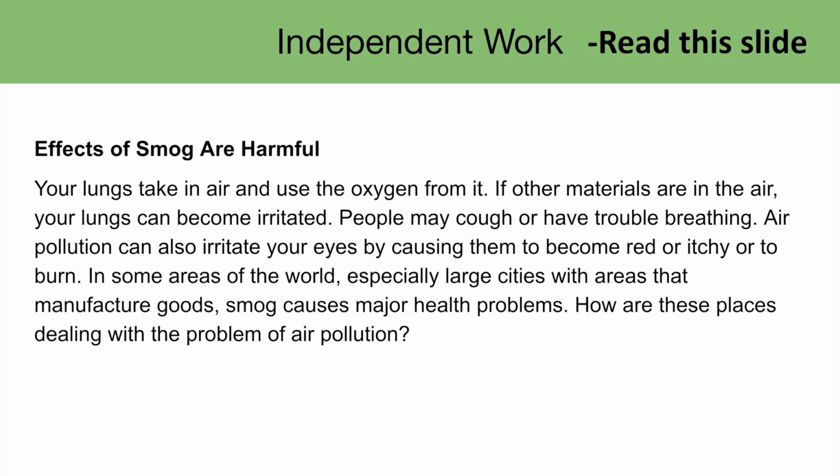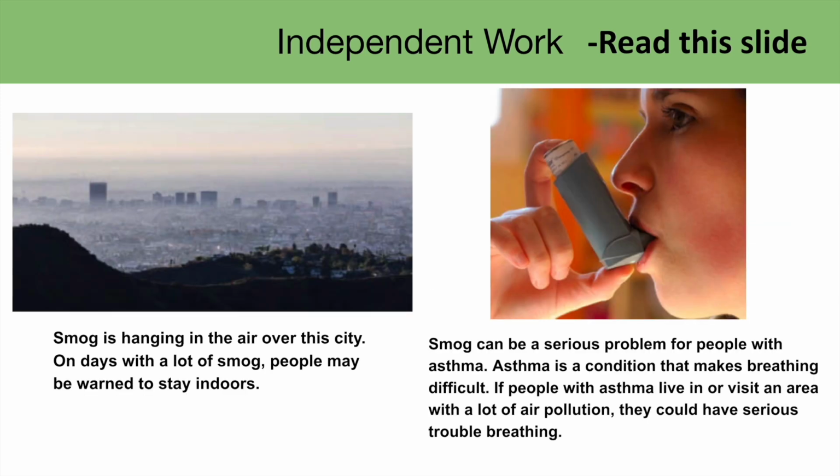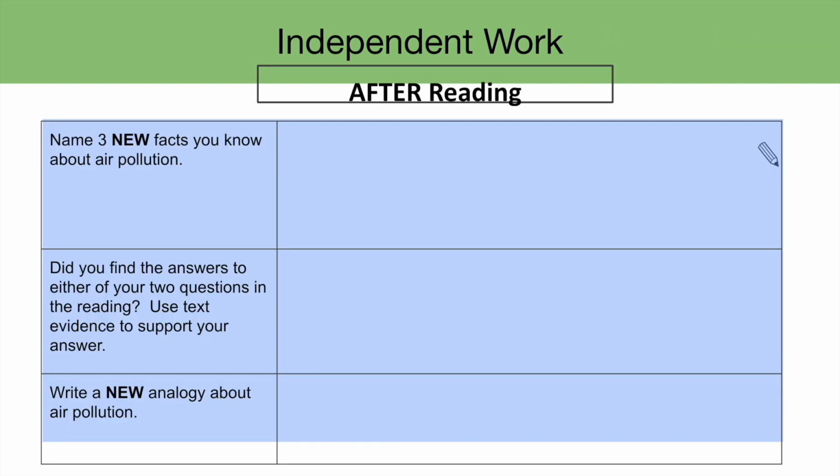How are these places dealing with the problem of air pollution? Smog is hanging in the air over this city. On days with a lot of smog, people may be warned to stay indoors. Smog can be a serious problem for people with asthma. Asthma is a condition that makes breathing difficult. If people with asthma live in or visit an area with a lot of air pollution, they could have serious trouble breathing.